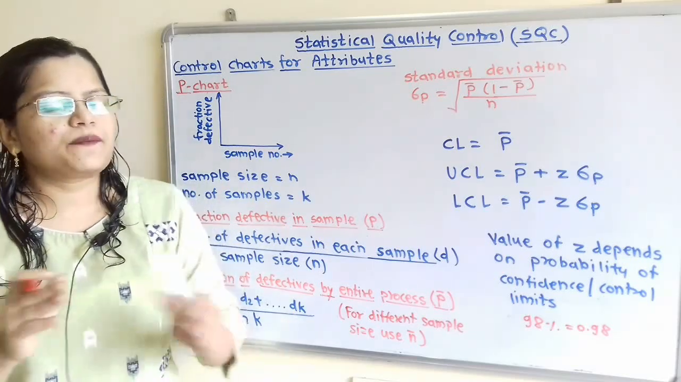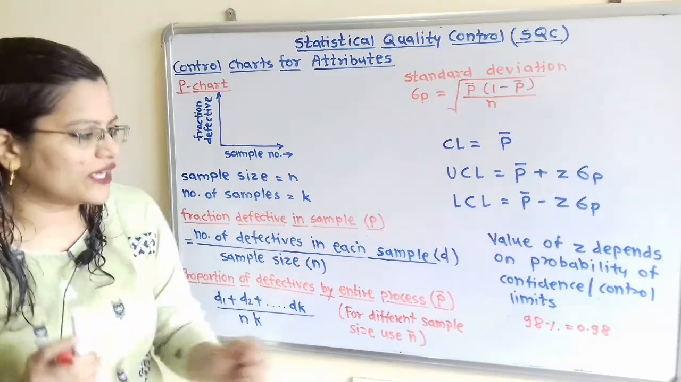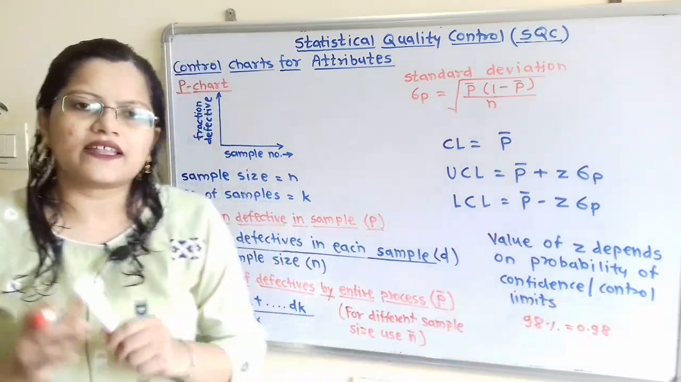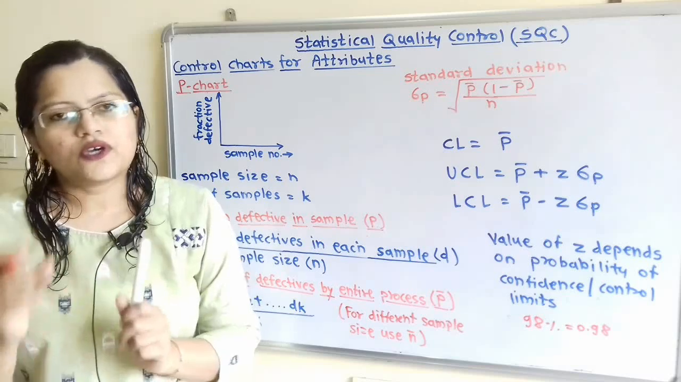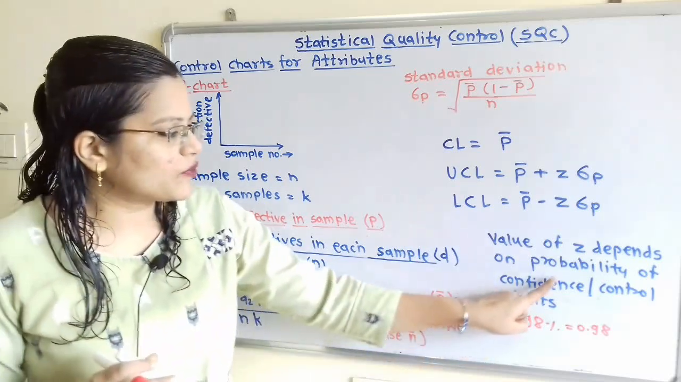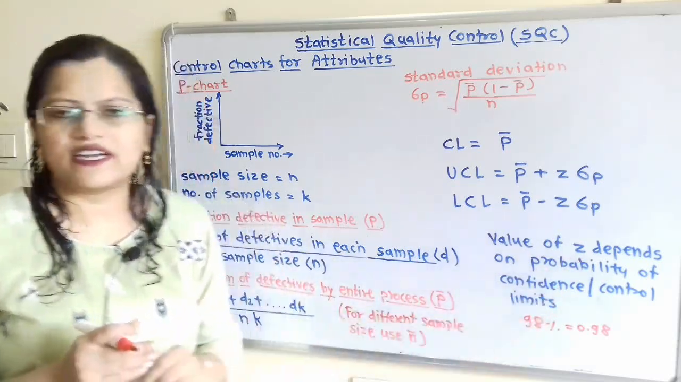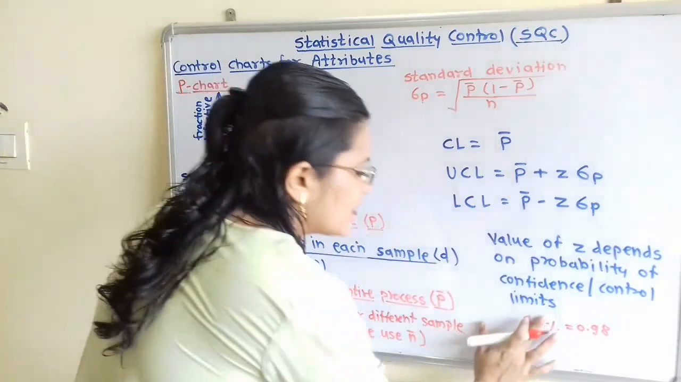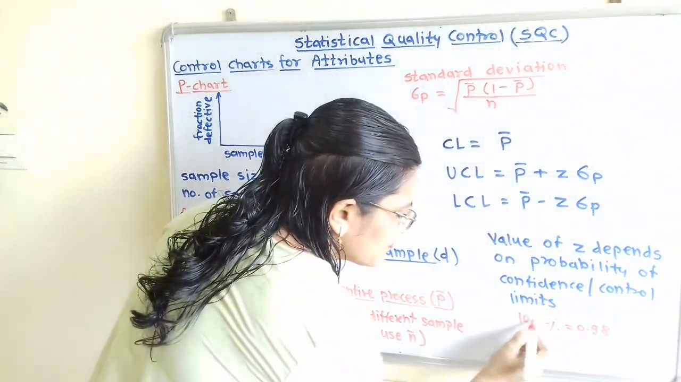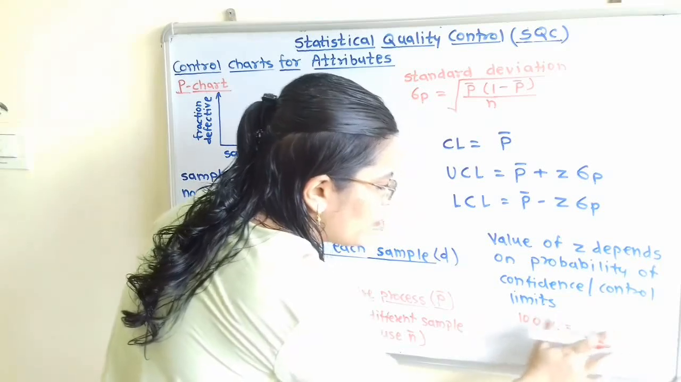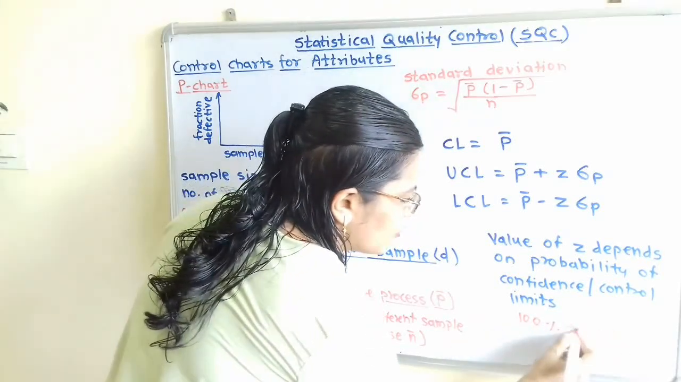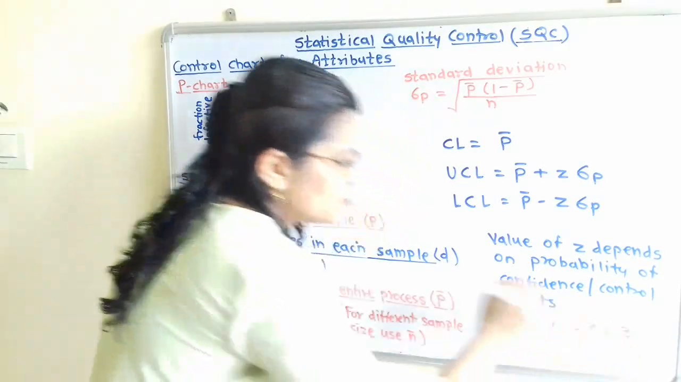Now suppose the probability of confidence is not given and the control limits are also not given. In this case we consider the probability of confidence as 100%, and for this we take the value of Z equal to 3.